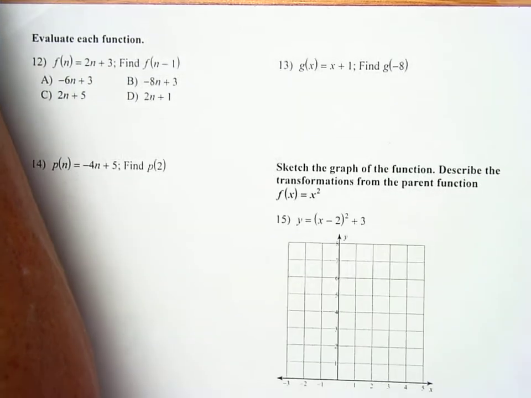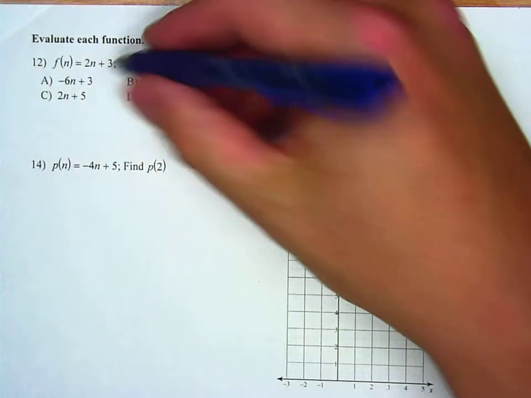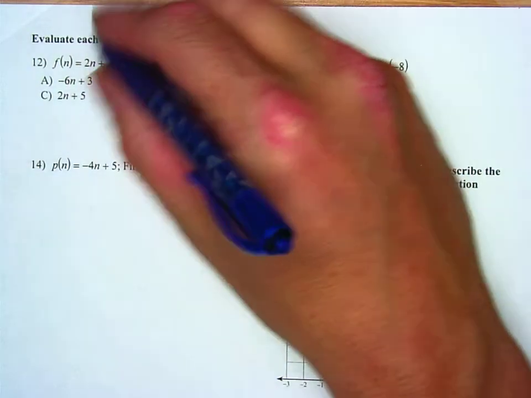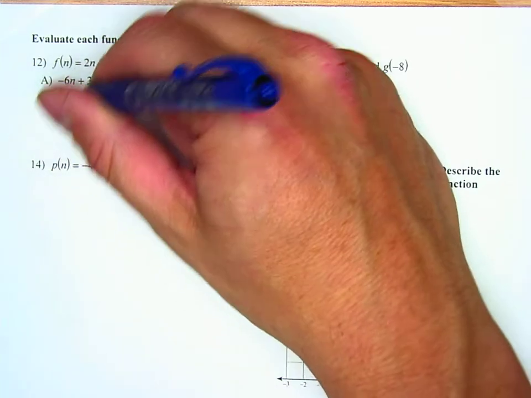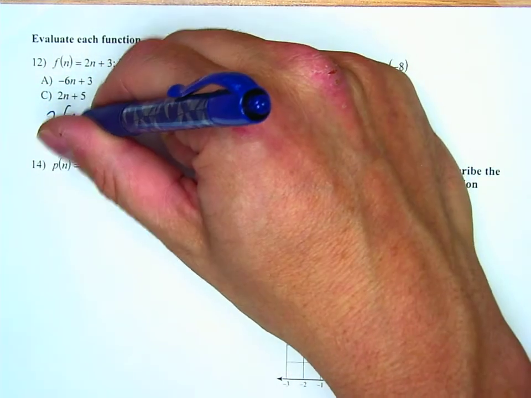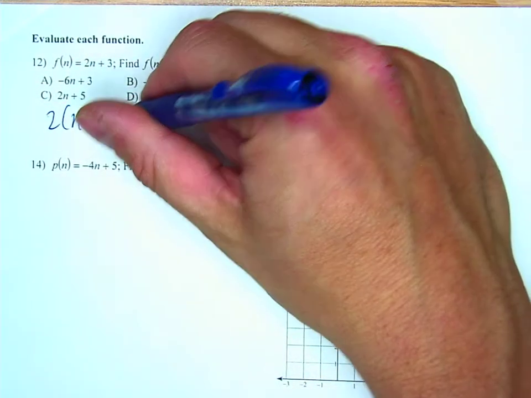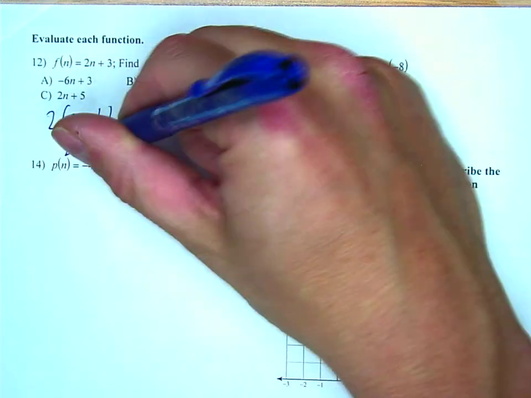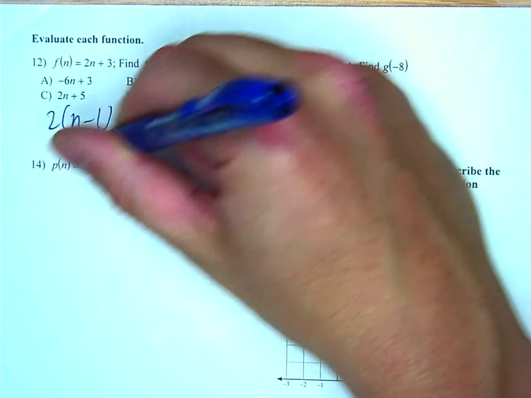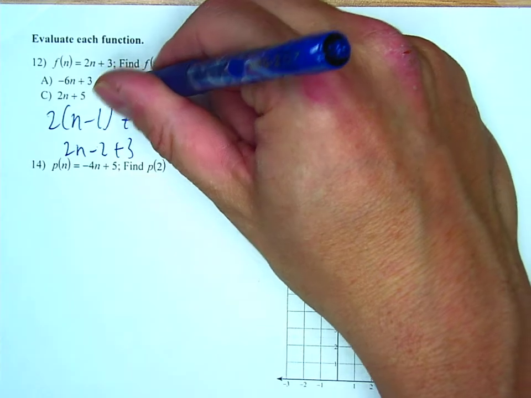All right, one more page. Evaluate each function. I'm going to put in n minus 1 for n. So f of n minus 1, we're going to have 2 times the quantity n minus 1 plus 3. So that's 2n minus 2 plus 3. Minus 2 plus 3 is plus 1. Letter D.